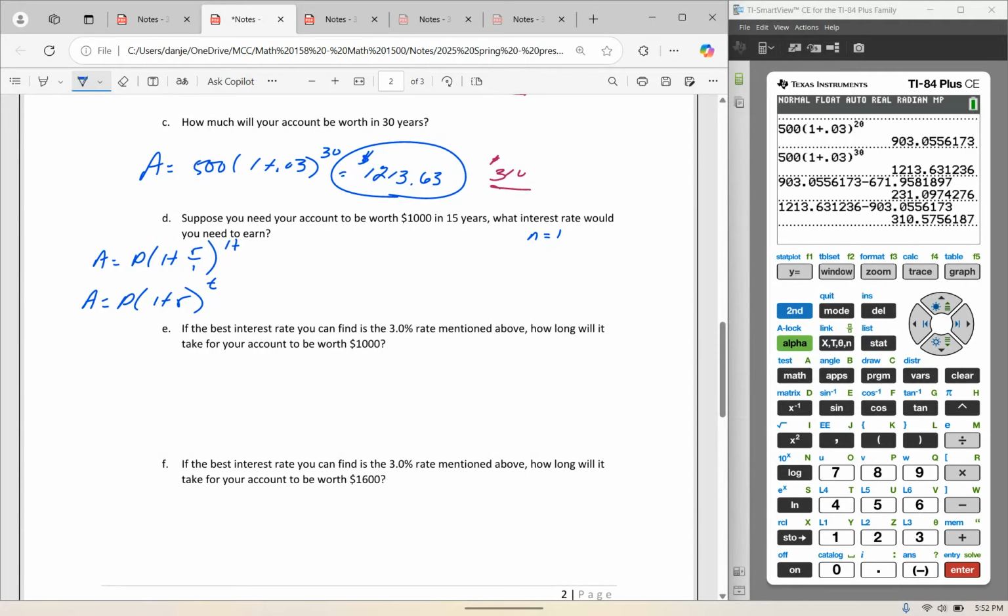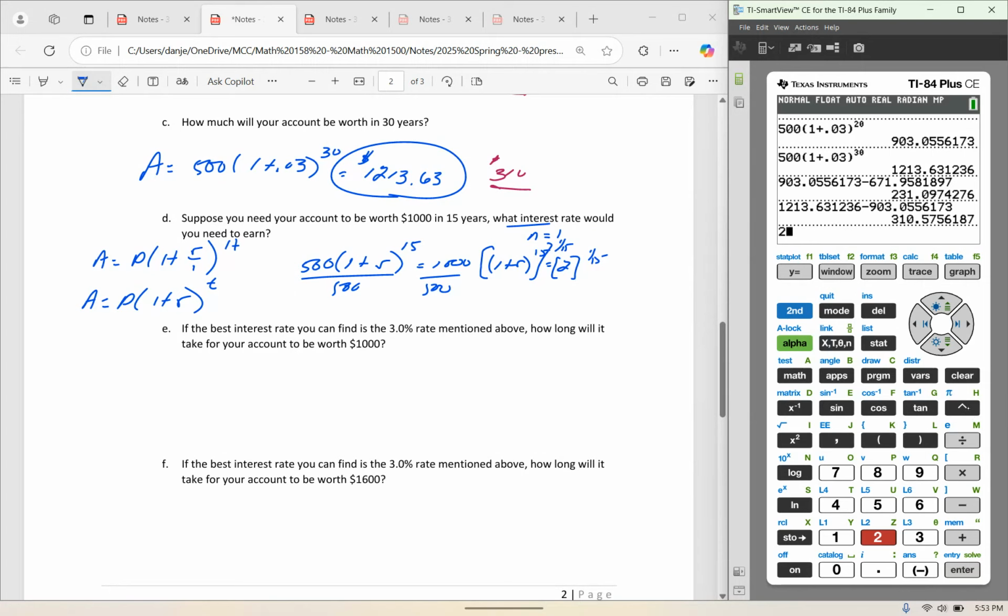So if I need my investment of $500 at 3% interest, what interest rate would I need to earn? I don't know my interest rate. What interest rate would I need to get so that in 15 years my account is worth $1,000? So I'm going to divide both sides by the 500. And 1 plus r to the 15th will equal 2. I need to raise both sides to the 1/15th power, or find the 15th root.